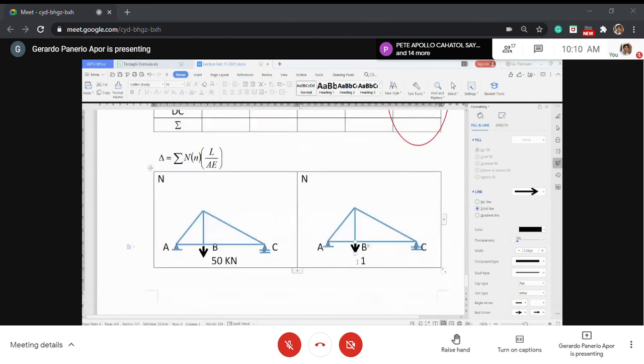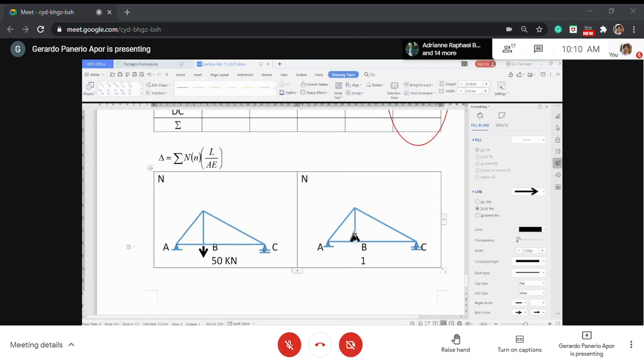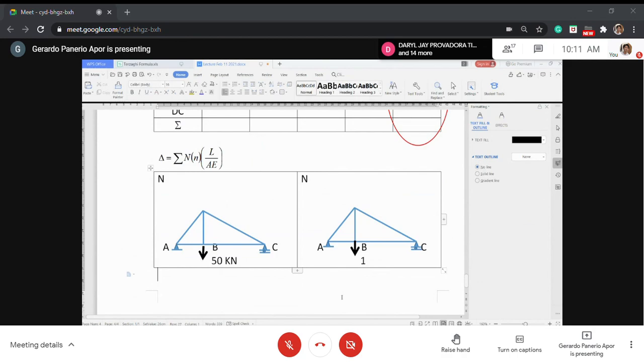Now, if you choose positive, is it okay? It is still okay if you choose that, but you will get a negative answer. But the magnitude is already okay. So now, since my best guess is that B will go down, I will put a vertical unit load here, acting down. So that's how it is. This one is for the small letter n, this one is for the big N. So N are all the members actually. This is D.